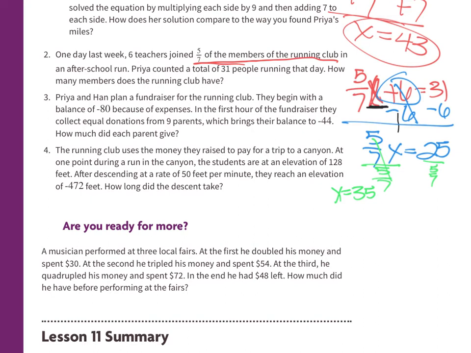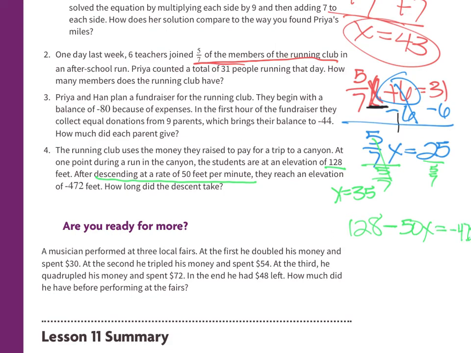And let's do number 4. The running club uses the money they raised to pay for a trip to the canyon. At one point during a run in the canyon, the students are at an elevation of 128 feet. After descending at a rate of 50 feet per minute, they reach an elevation of negative 472 feet. How long did the descent take? So let's start at the beginning. They're at 128 feet. So 128. And then they descend at a rate of 50 feet per minute. So descend means we're subtracting 50 feet per minute, but we don't know how many minutes.